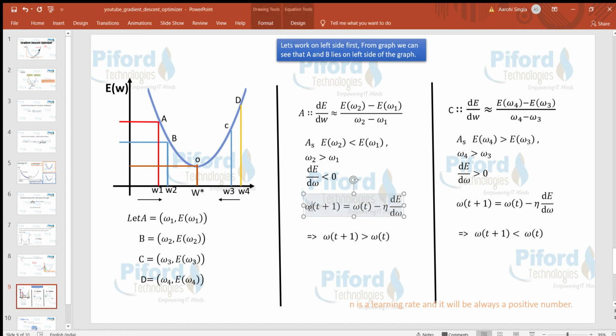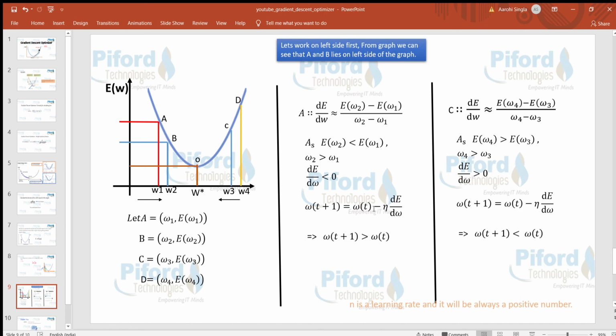And this is the weight updation formula, the same formula which I've just shown you. W(t+1) means the updated weight which we want to calculate, and W(t) means the old weight. Minus eta, which is the learning rate, times dE by dW, which we have just calculated over here. Now dE by dW is a negative value, right? Because the numerator is negative and the denominator is positive. And the learning rate is always a positive value. And in the formula over here, we have a negative, and dE by dW is also negative. Two negatives will become a positive.